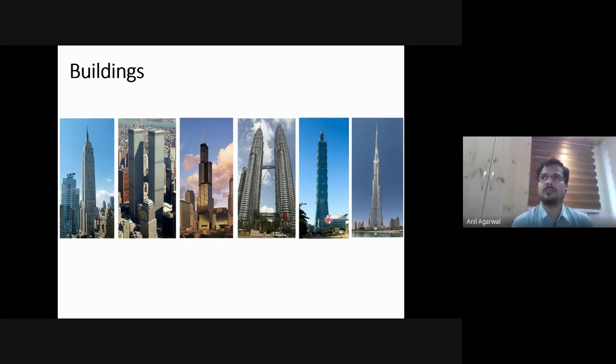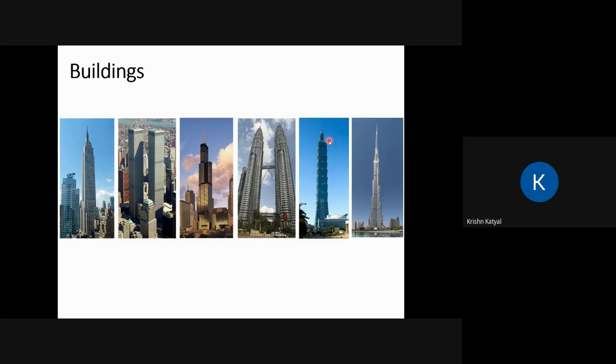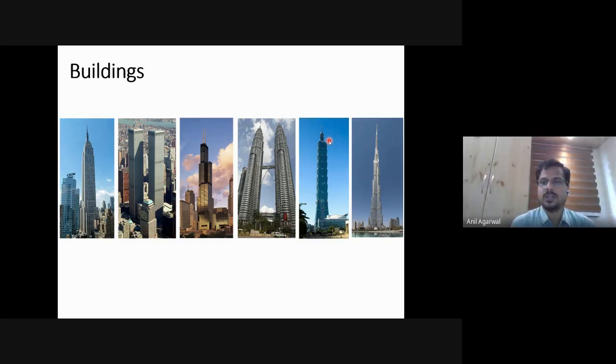This is Taipei 101 in Taiwan. Okay, Taipei 101. What is 101 here? 101 stands for something. Number of floors. Very good. Yes, it has 101 floors, so that's why this is called Taipei 101. It's in Taipei, the capital of Taiwan.